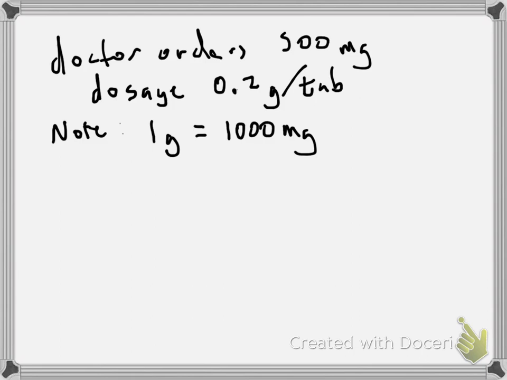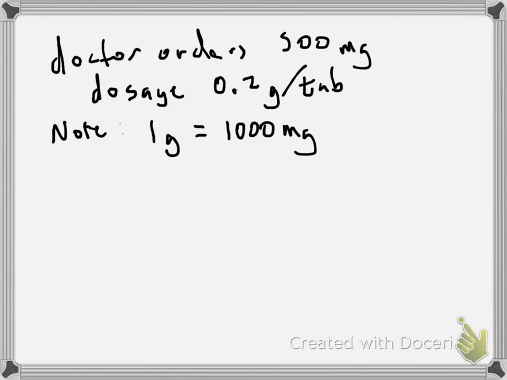But when you're a nurse, a lot of times you'll go down, you'll pick up your medicine that's been ordered, and you'll look at the label and it'll be in a different form. So like this one says, the label of our drug says we have 0.2 grams per tablet. We're going to try to figure out how many tablets we should give to this patient.